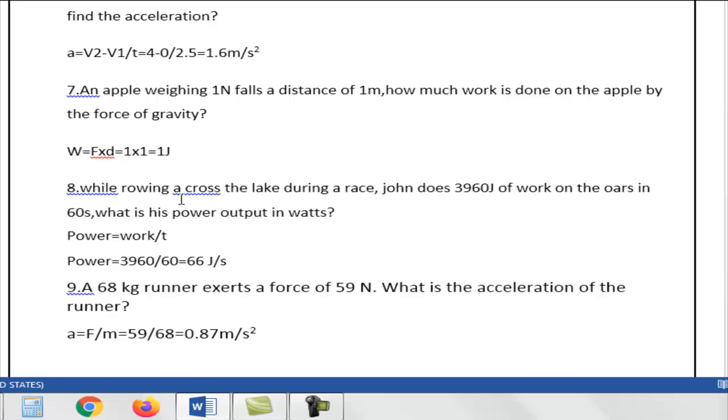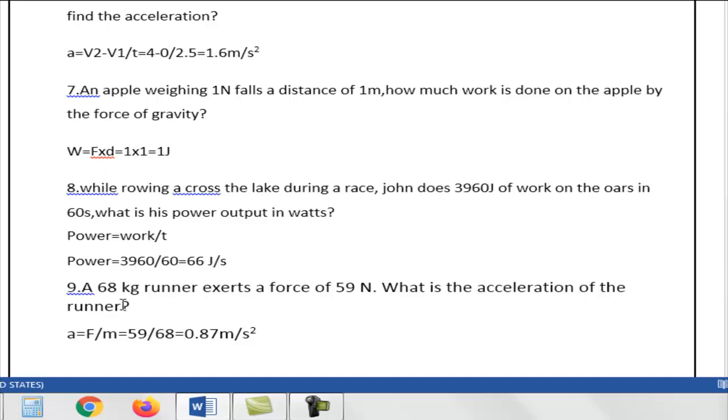Number 8, while rowing across the lake during a race, John does 3,960 joule of work on the oars in 60 seconds. What is the power output in watts? We know that from the power law, power equals work divided by time. So power equals 3,960 divided by 60, it will be 66 joule per second.